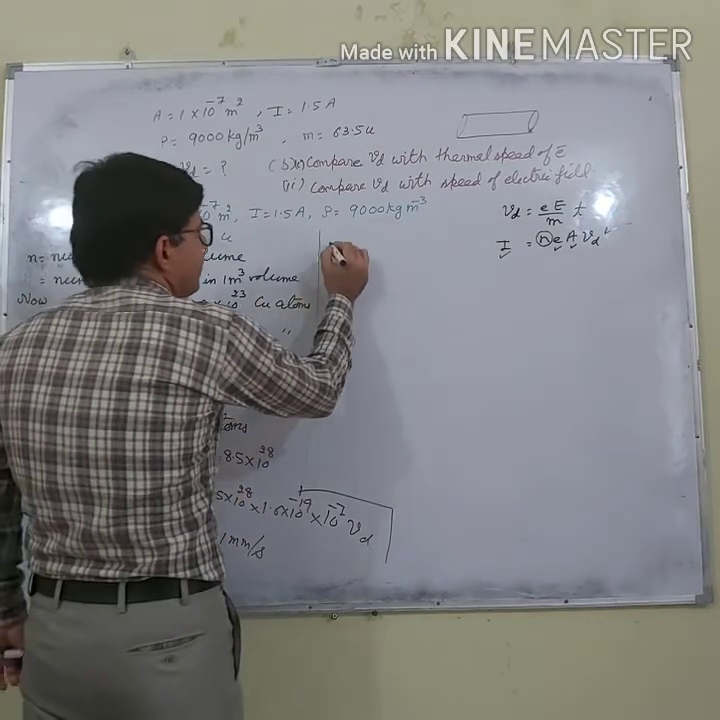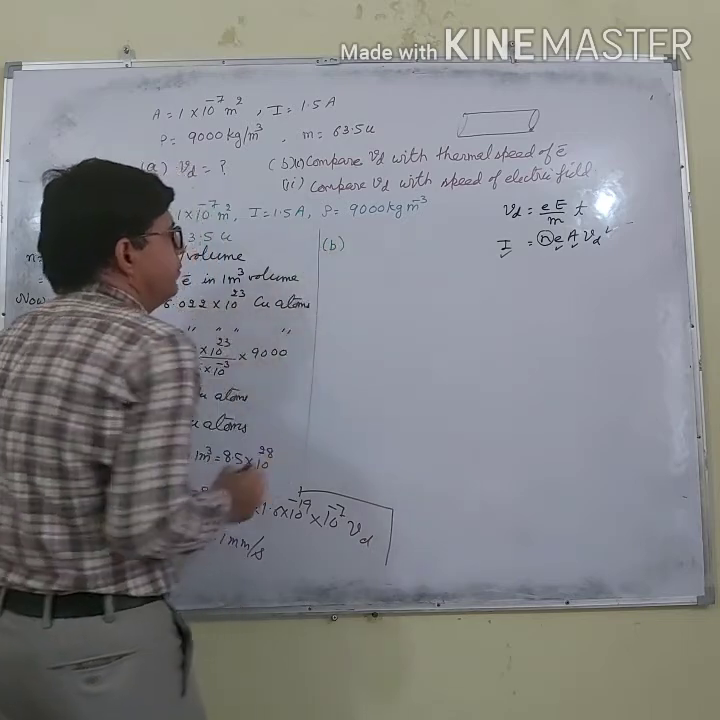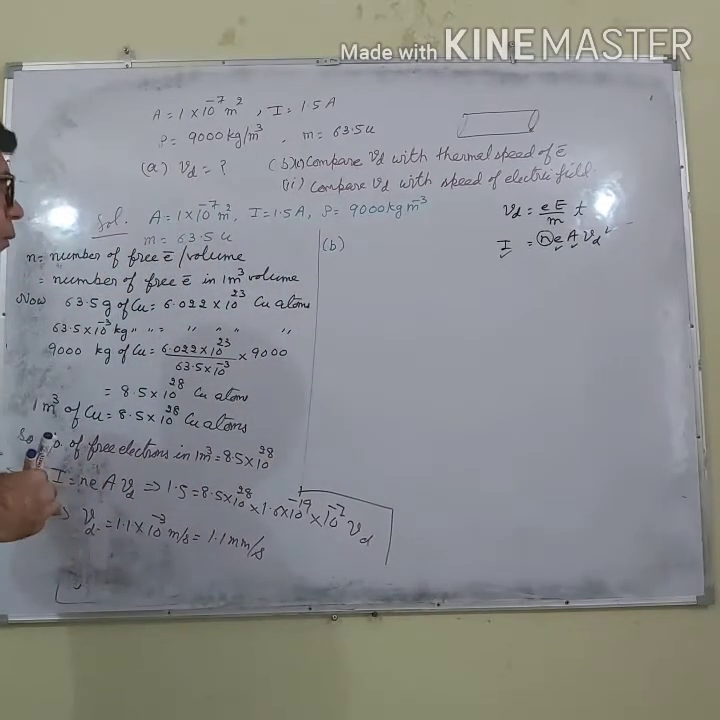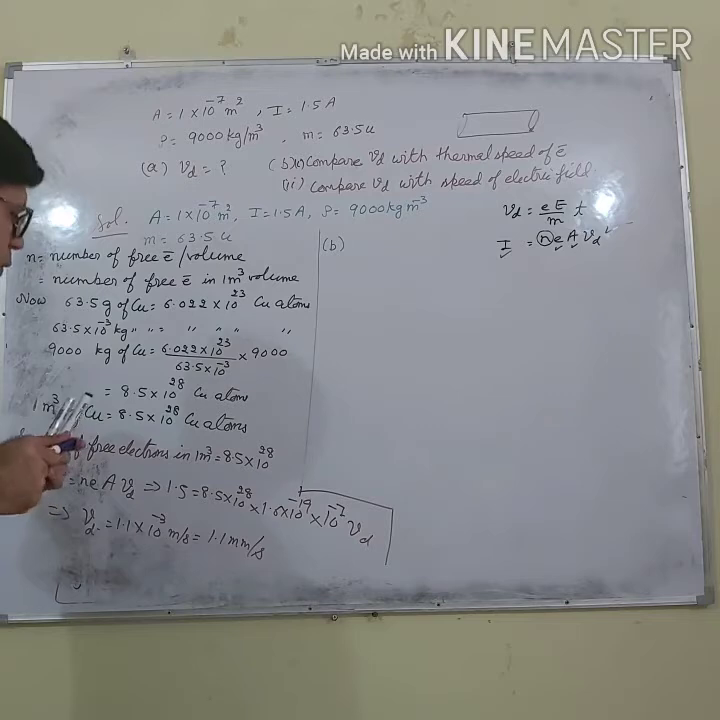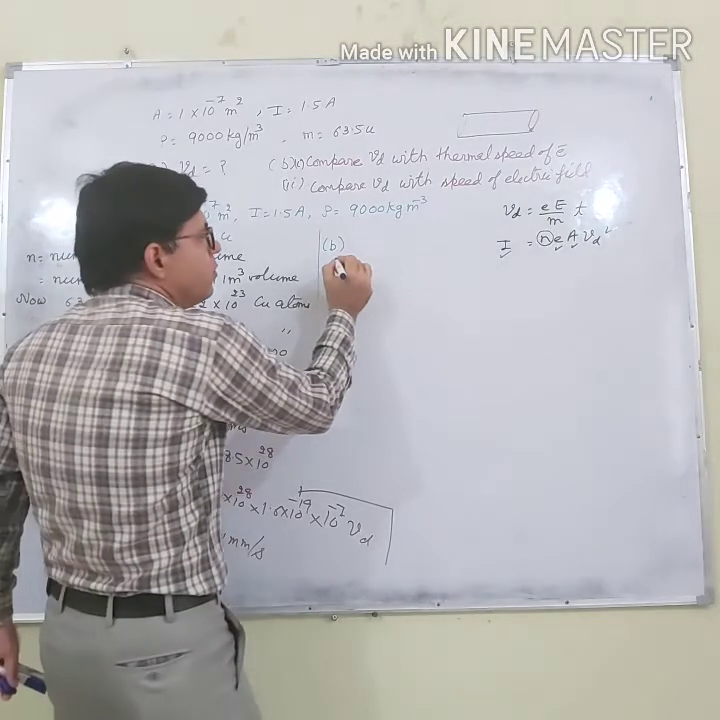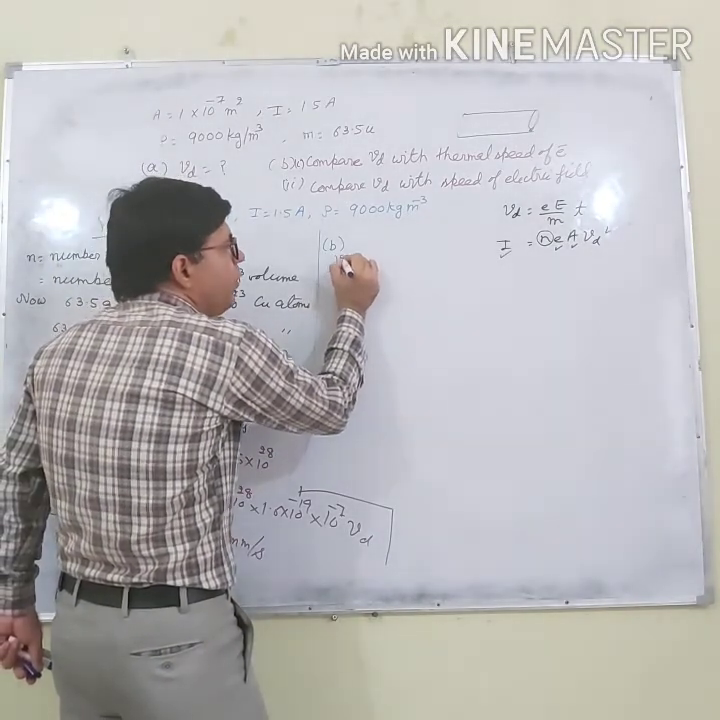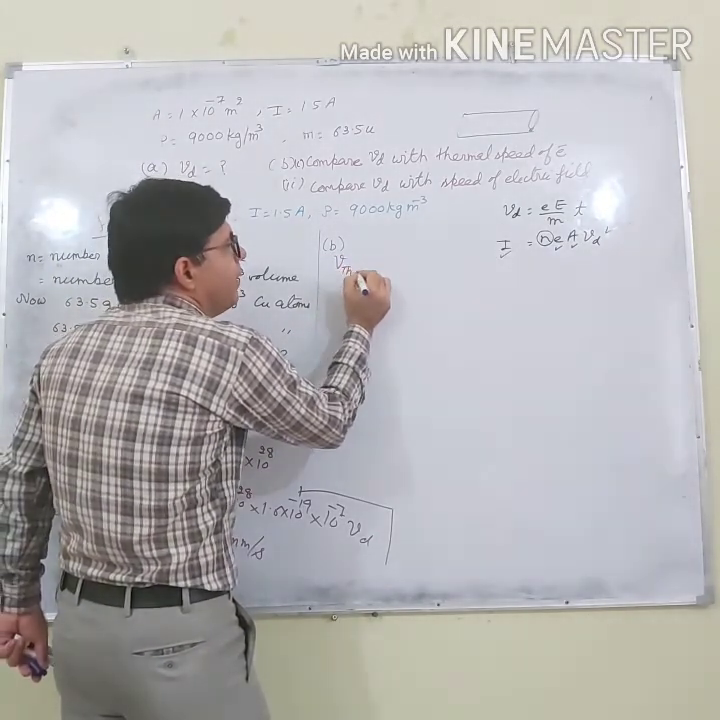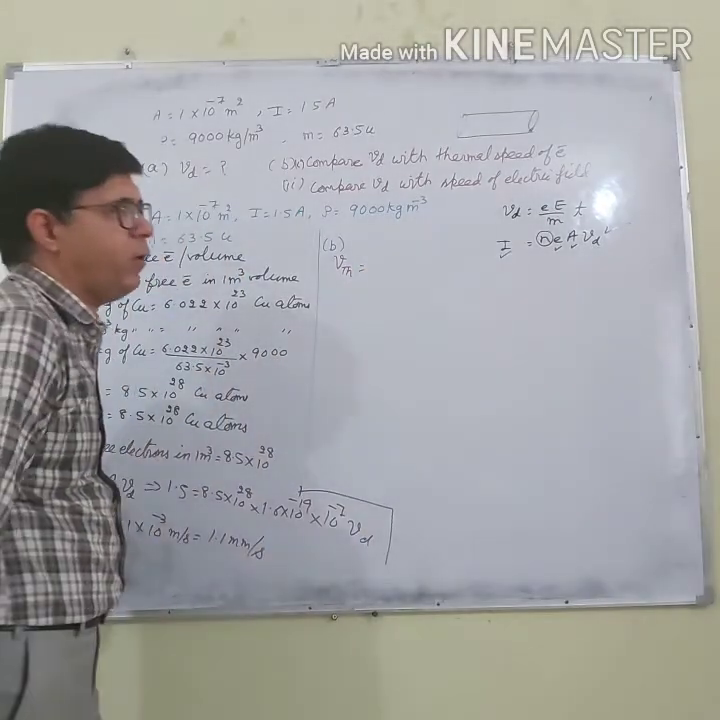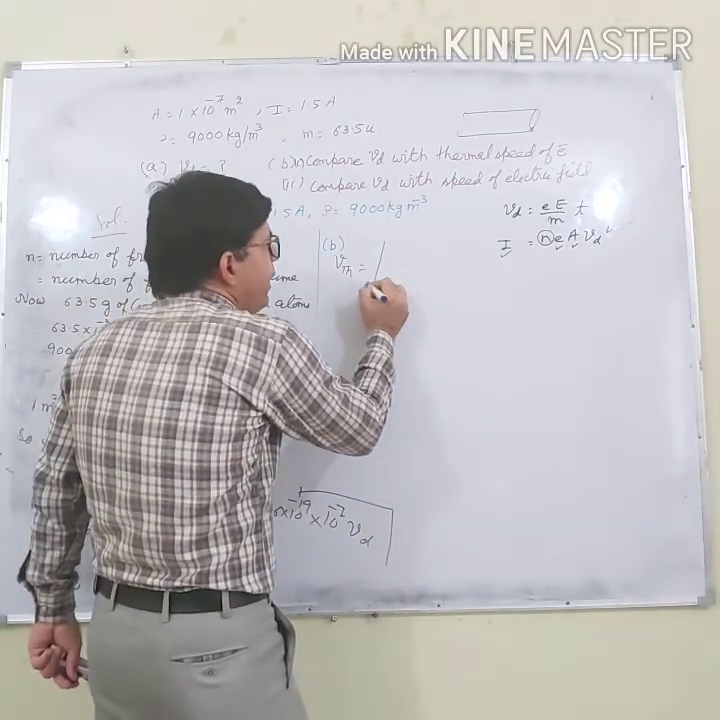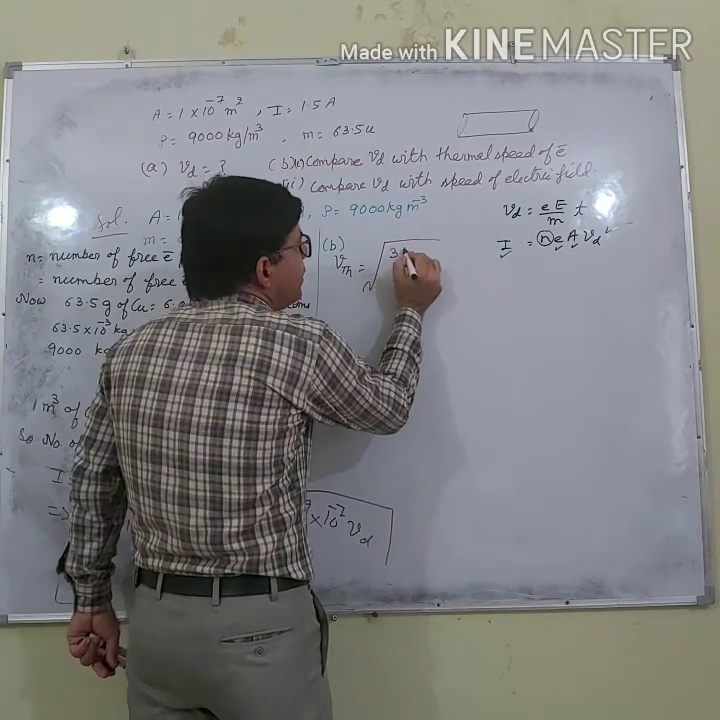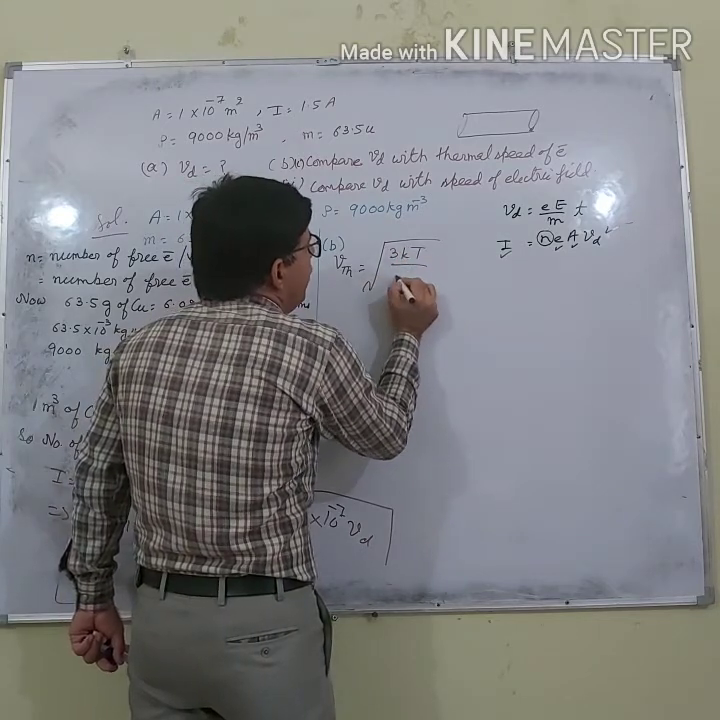Second part is the B part. What I have to do? I have to compare drift velocity with the thermal speed of electron. Now thermal speed of the electron I am representing by V_th. It is given by under root 3kT over m.